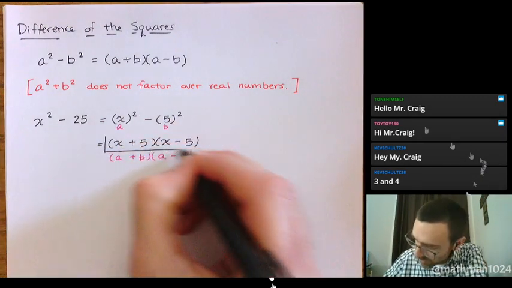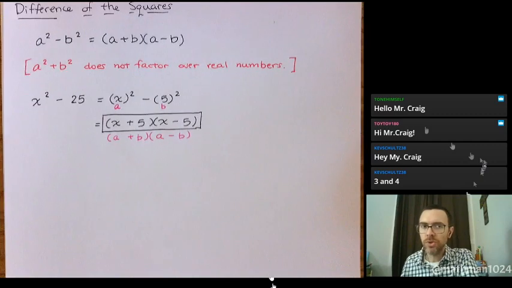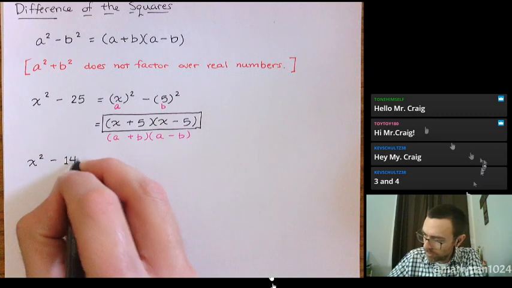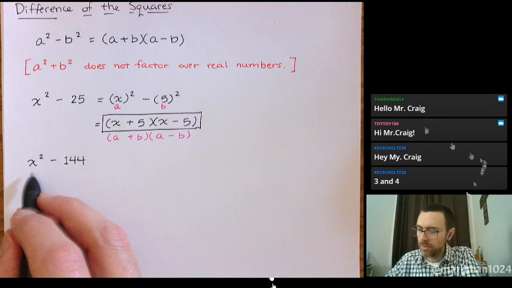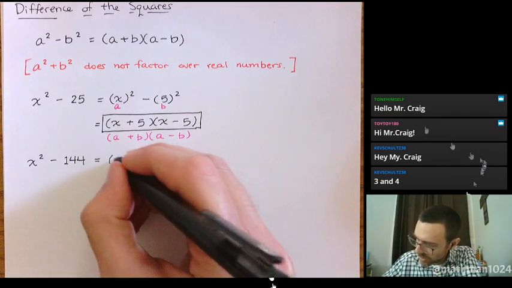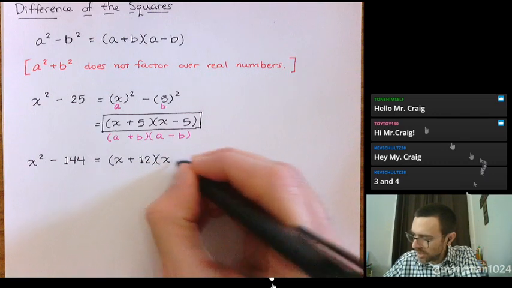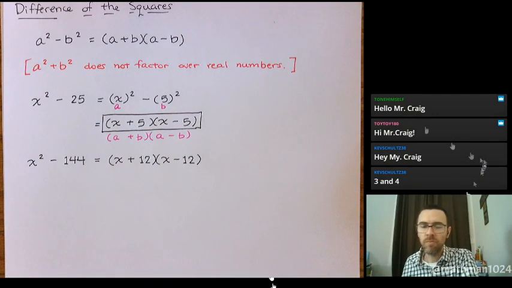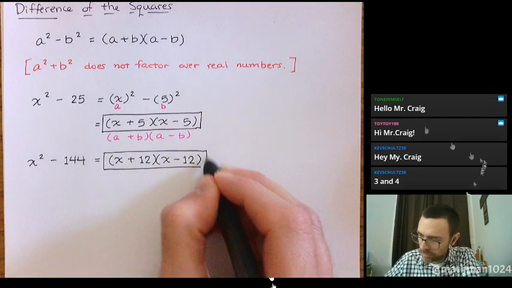Don't try to do anything extra. That's it. So as long as you know your squares, you're going to be fine. If I do x squared minus 144, so x squared clearly is a square. 144 is also a square. It's the square of 12. So my factorization will be x plus 12 times x minus 12. And that's it. A lot of students want to try to do more, but no.